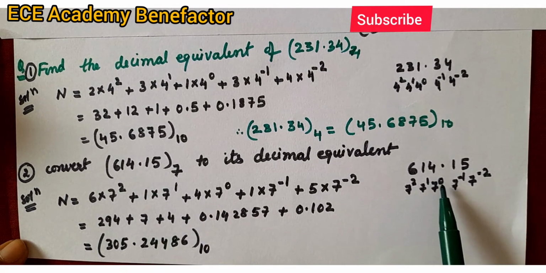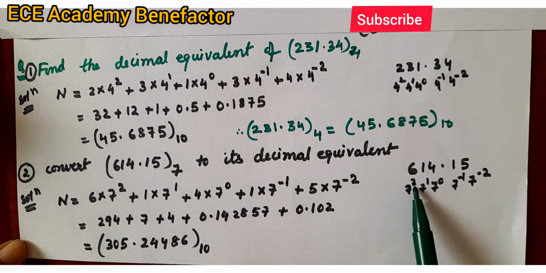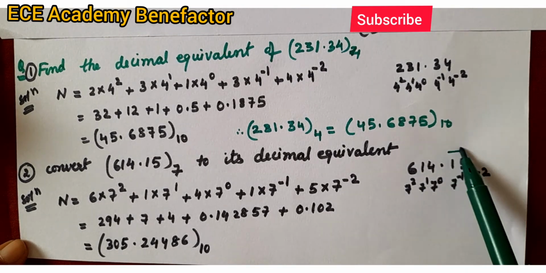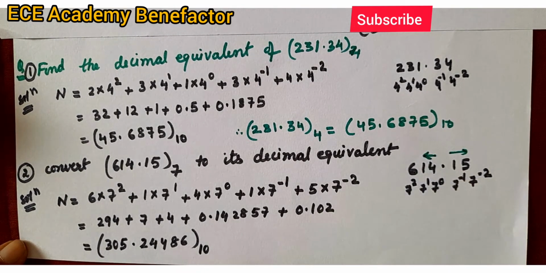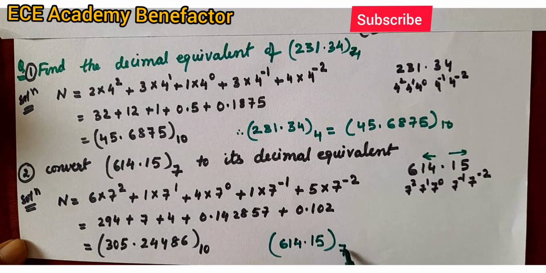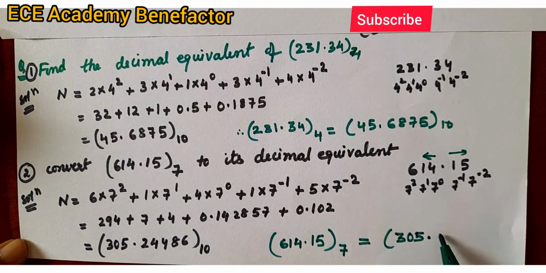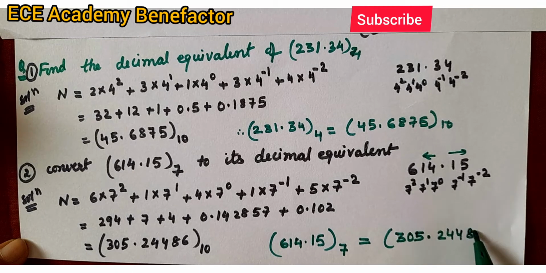So, how do we complete this conversion? By multiplying by 7 to the power 0, 7 to the power 1, 7 to the power 2 and so on, traversing in this direction. So, what's the answer here? 614.15 of base 7 is converted to its decimal equivalent 305.24486.